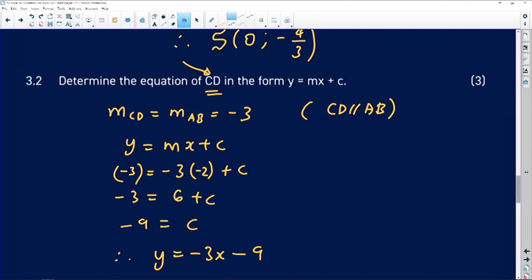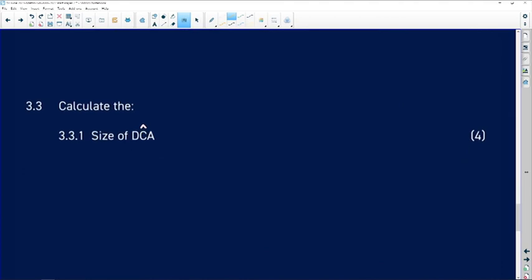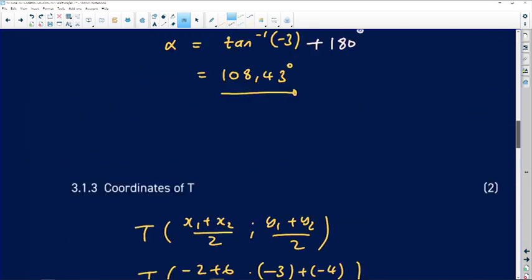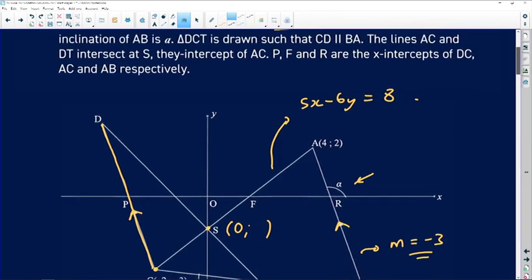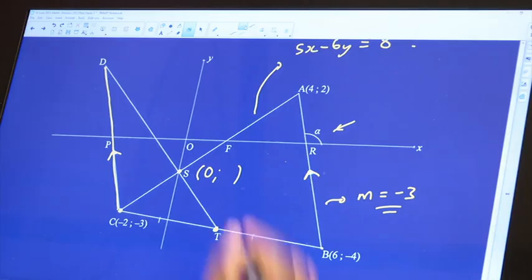Right. Now, let's keep going. Go to 3.3. They're asking us here to calculate the size of angle DCA. All right, let's go back and check it. Angle DCA. Where is this angle? Allow me to clean this up. Let's see what the angle they're talking about is here. We'll get back to maybe removing all the other things.